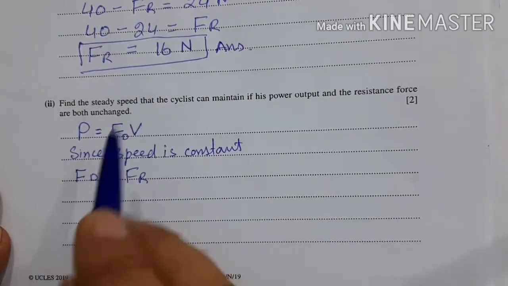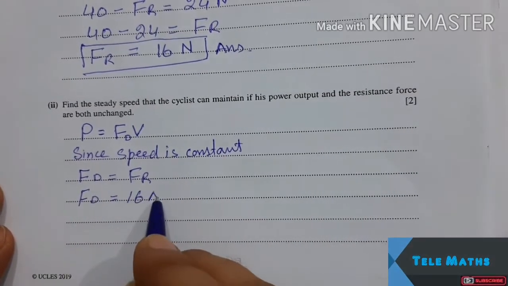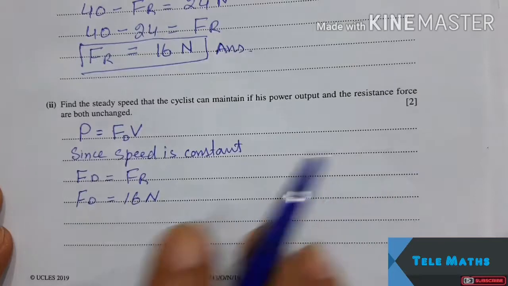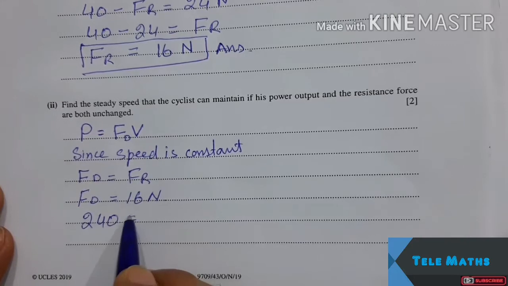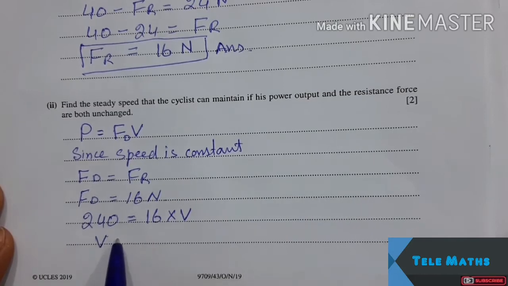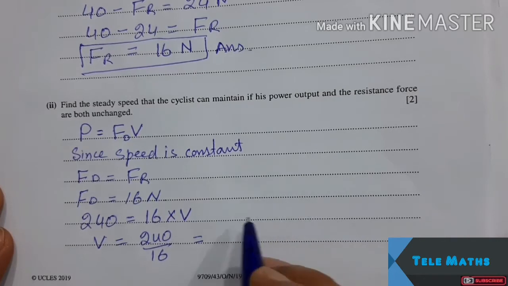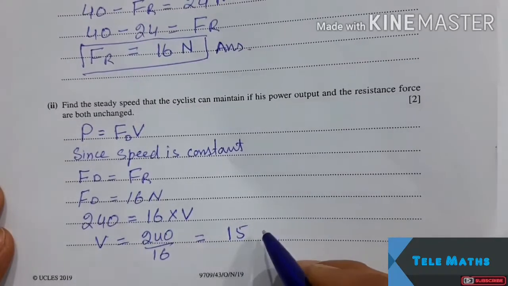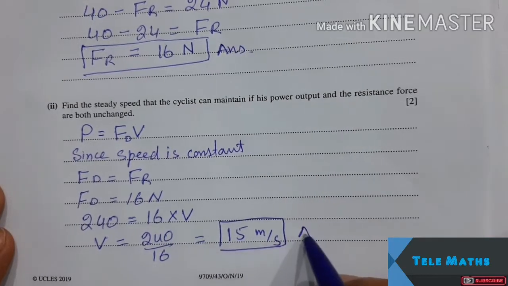So Fr is 16 newtons, that's why our driving force will be 16 newtons as well. So just put the value here. Power is unchanged, that means power is 240, and Fd is 16 into V, that's why V is 240 over 16, which is 15 meters per second. So this is the answer of part B.